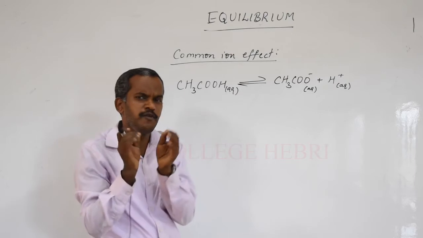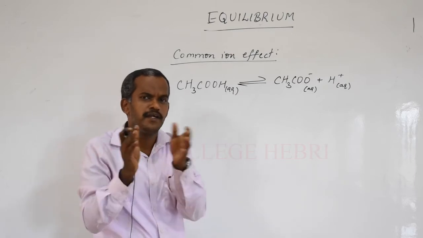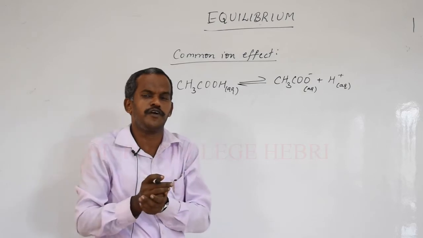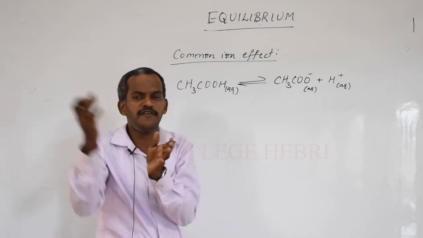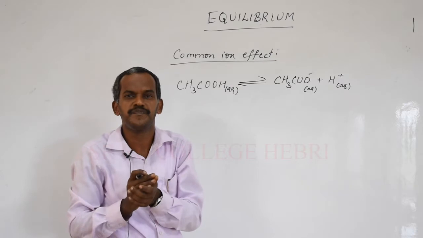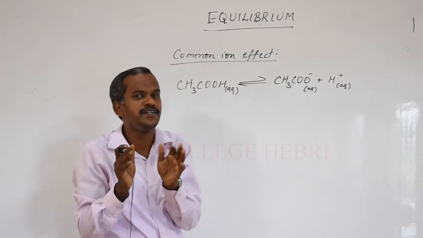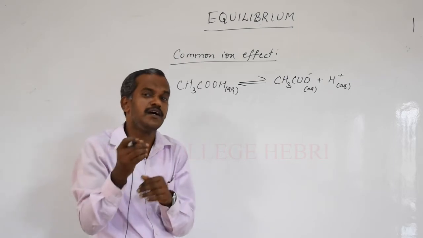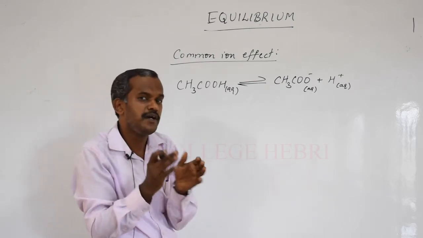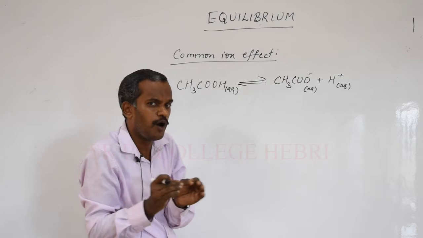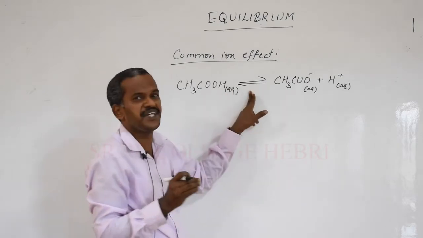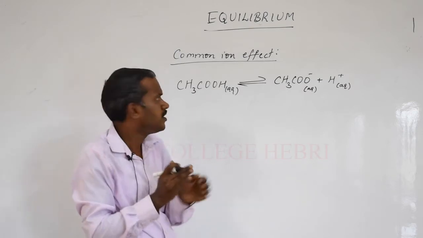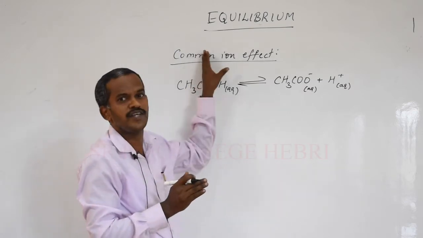Let me give you a very simple example. Maybe you are sitting along with your friends and commenting about one of your friends. Suddenly that person comes to that place. Now what will happen? You will change the topic. Correct, no? You may not be worried, but still you may change the topic. So here, in the presence of the common ion, the dissociation rate is affected, or there is a shift of equilibrium. So that phenomenon is called the common ion effect.